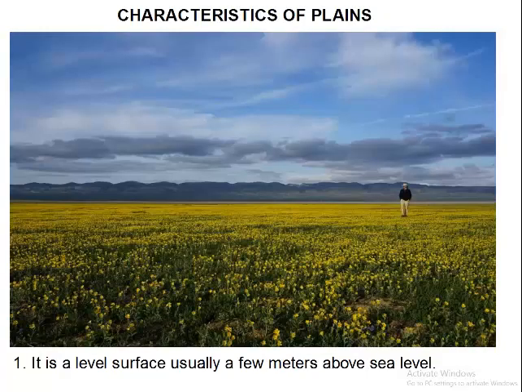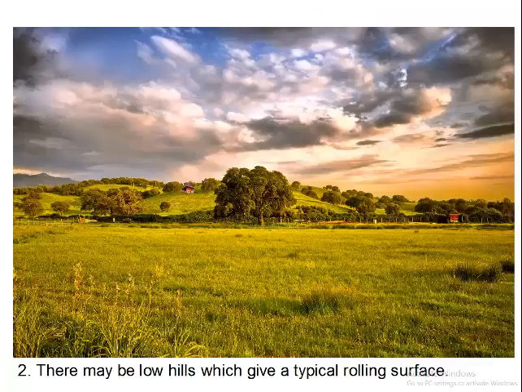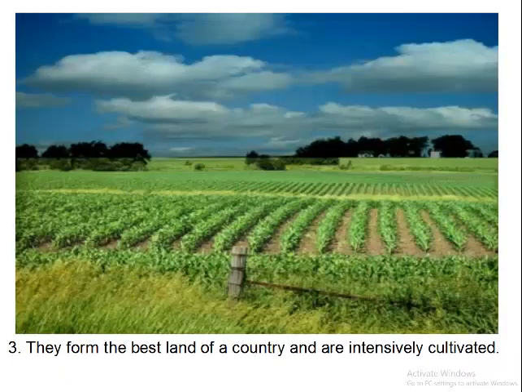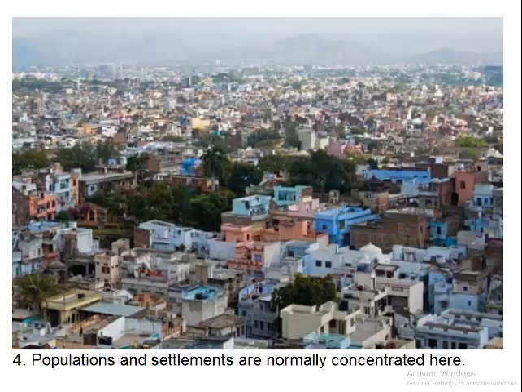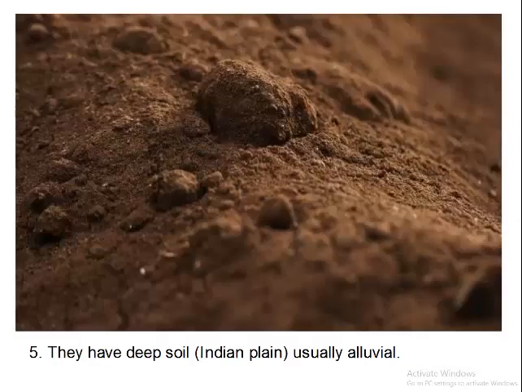We looked at the characteristics of plains. We said it is a level surface, usually a few meters above sea level. It may be low hills which give a typical rolling surface. They form the best land of a country and are extensively cultivated. Populations and settlements are normally concentrated here.